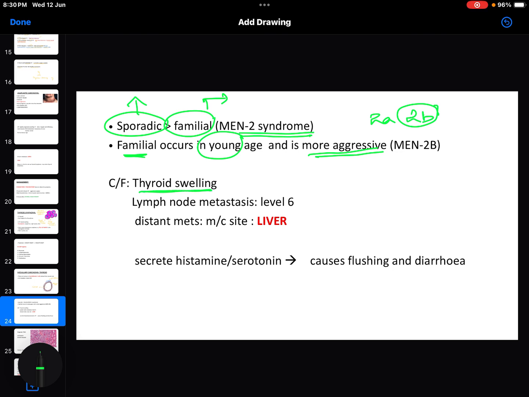They can also present with flushing and diarrhea. Why is this flushing coming? Because they release histamine, so flushing is seen. They release serotonin also, that causes diarrhea. They also metastasize to the lymph nodes, and also to distant structures. Distant metastasis is most commonly seen in the liver, whereas lymph node metastasis is seen in level 6 and level 7 lymph nodes.